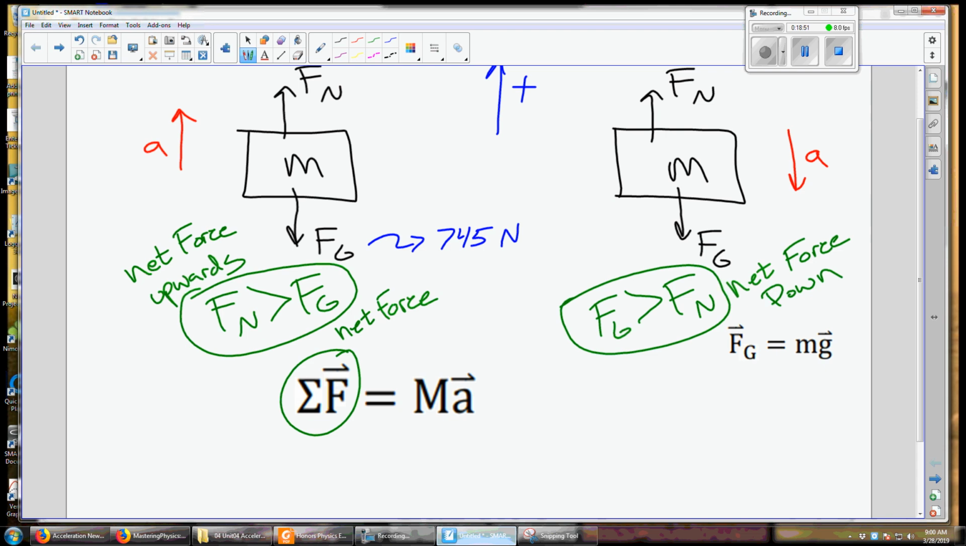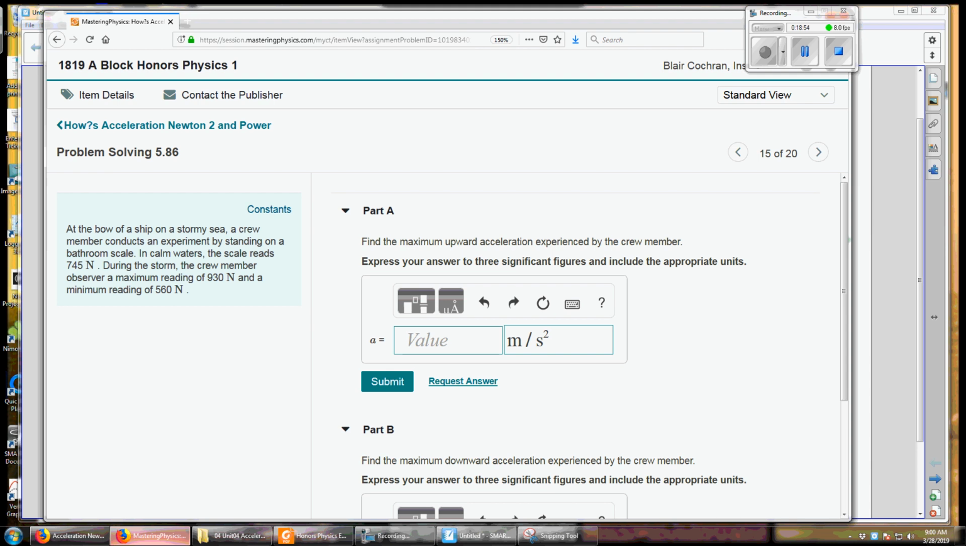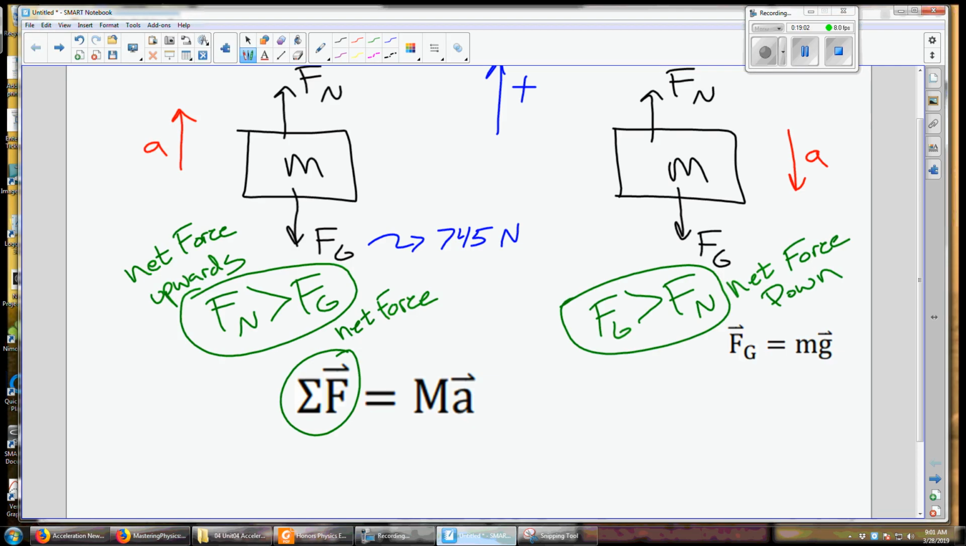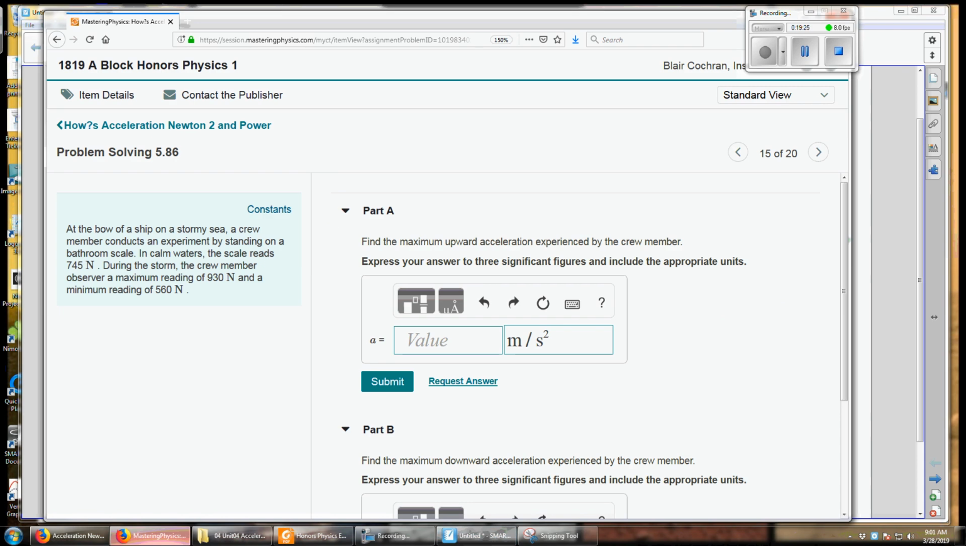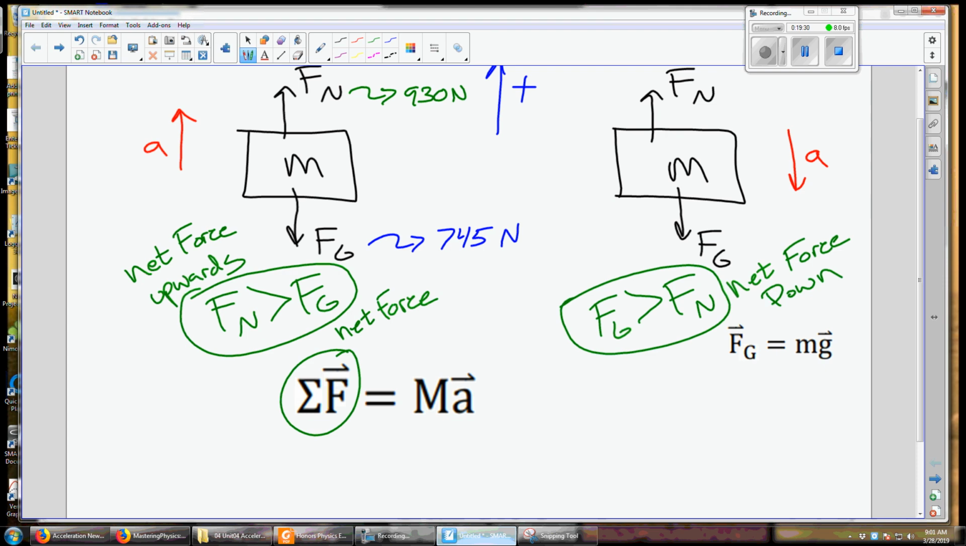So that tells me over here, I've got a normal force of 930. That's greater than 745. So which one is 930? The one when I'm accelerating up, or the one when I'm accelerating down? This one. Because the normal has to be greater than the gravitational. What about the 560? Well, of course, it's the other one.